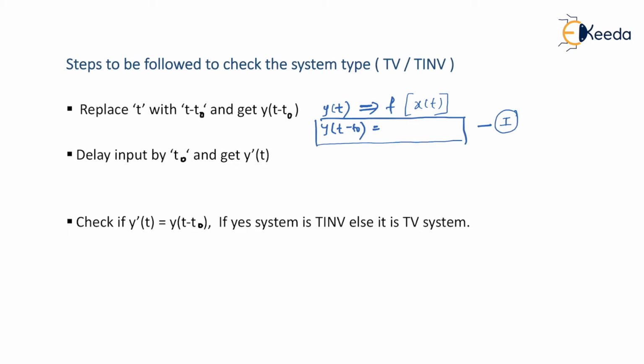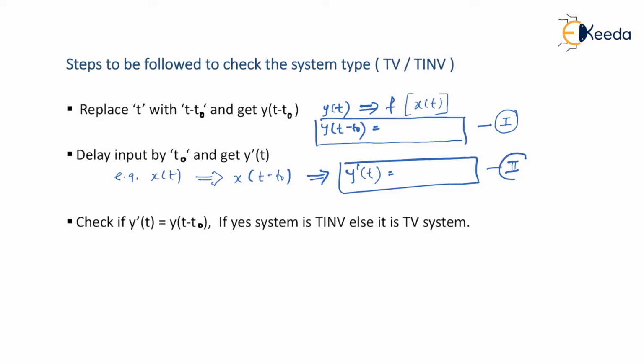In the second step, you have to delay your input by t naught amount. For example, if previously the input was x of t, then you have to make it x of t minus t naught. You only delay the input and then calculate the output, and that output is what we call y dash of t, for which you will get a particular equation. Let us assume this is equation number 2. What we did in the block diagram in the previous slide, we are doing the same here. Then we check whether y dash of t and y of t minus t naught are equal to each other. If yes, then the system is time invariant, else it is a time variant system.